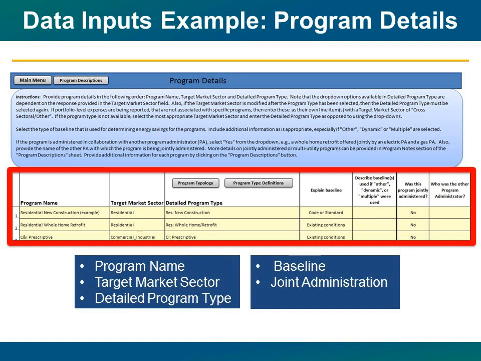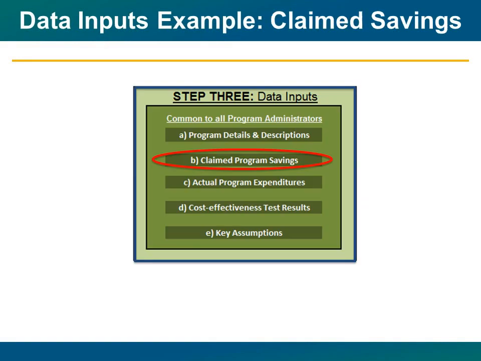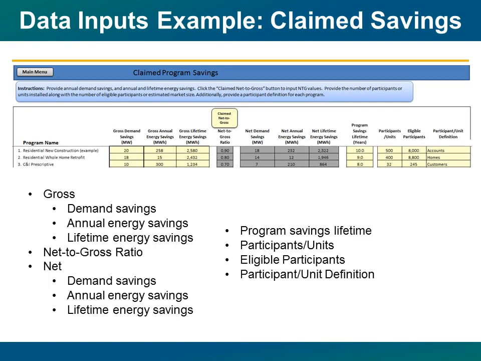So now we're going to look at claim savings. In the claim savings tab, you can input data on the gross savings for demand, the annual savings, lifetime savings, if there's a net to gross ratio, what those net results may be for demand and energy savings, the program savings lifetime, and participation information, including the number of eligible participants if you have that data available.